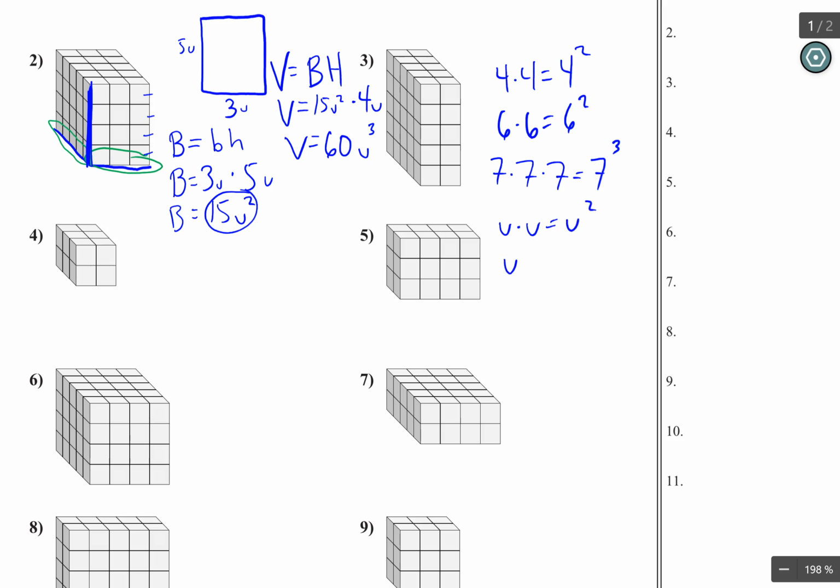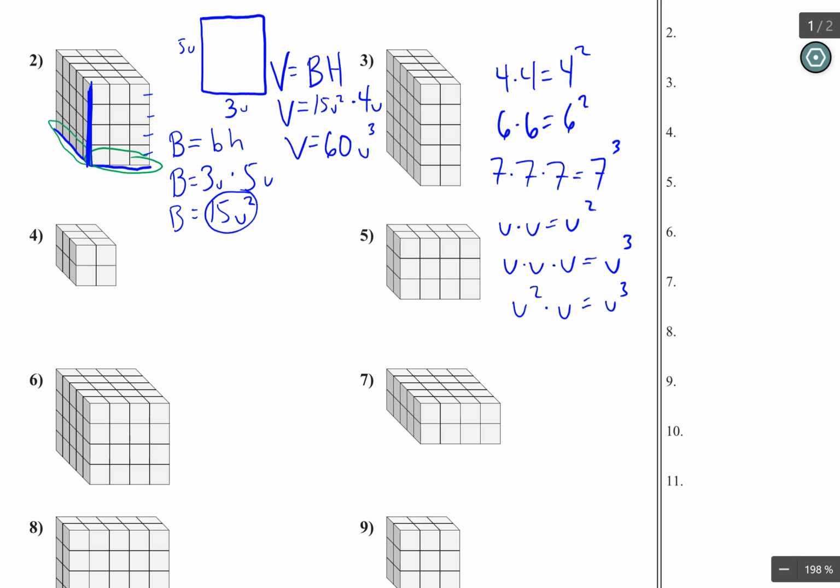And then in volume, I have units times units times units, which is units cubed. And that's the same thing as units squared times another unit, which is also units cubed. So it's the same kind of thing. It follows that same pattern. So just know that area is always square units, or to the 2nd power. Volume is always cubic units, to the 3rd power.